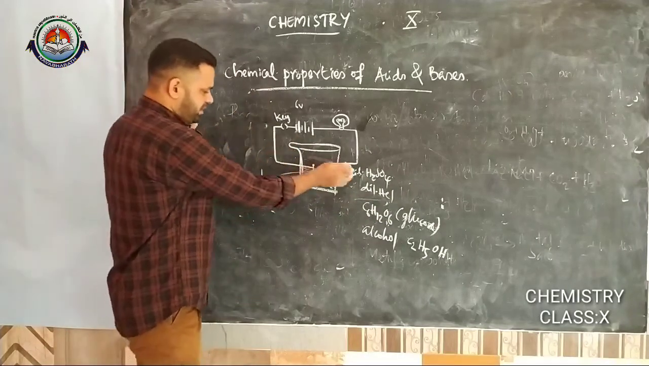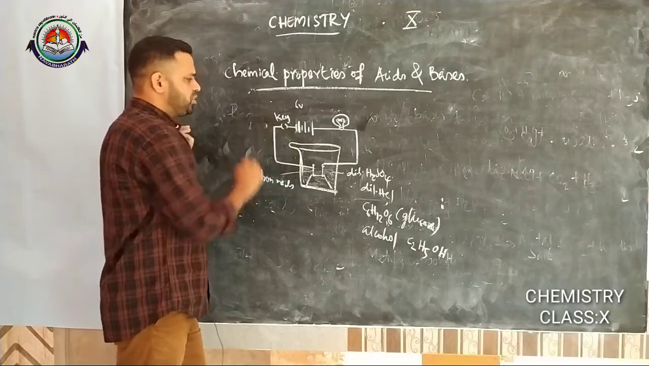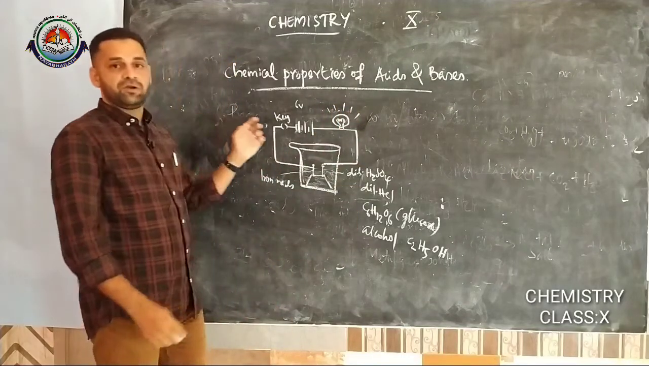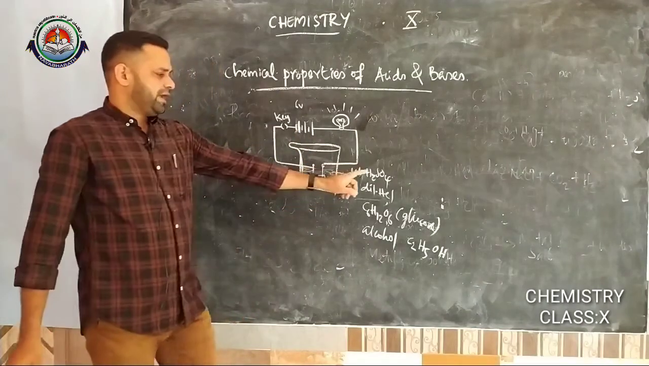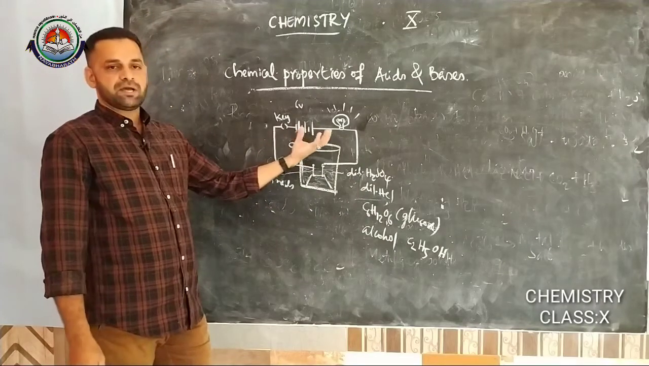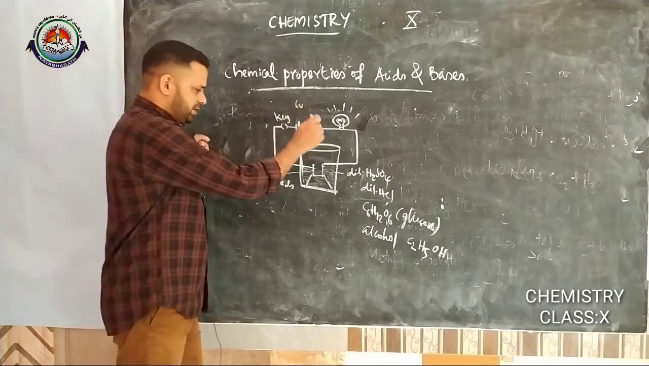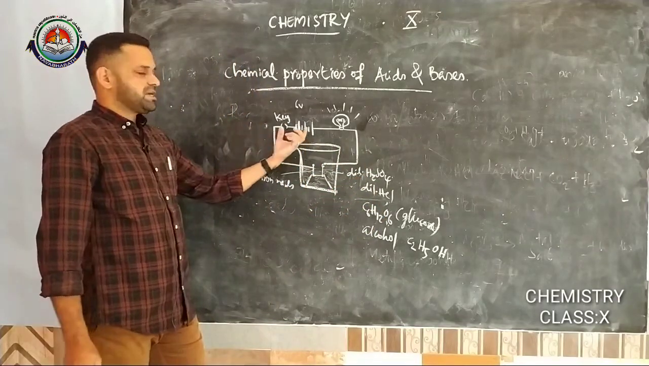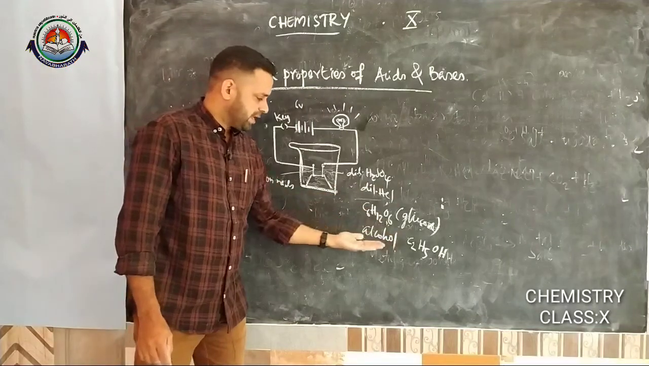Now, firstly, we have taken dilute sulfuric acid. Then you switch on the key. When the circuit is complete, you can see that the bulb will glow. Then, if we take dilute hydrochloric acid instead, again when the circuit is complete, you can see the bulb glowing. And if you take glucose or alcohol, when the circuit is complete, there is no glowing of the bulb. The bulb will not glow in the case of glucose and alcohol.